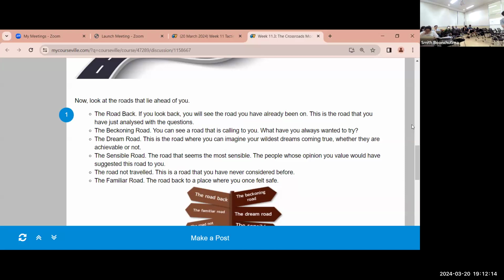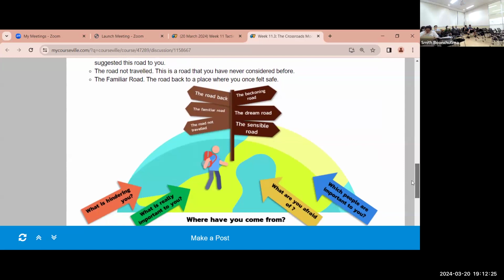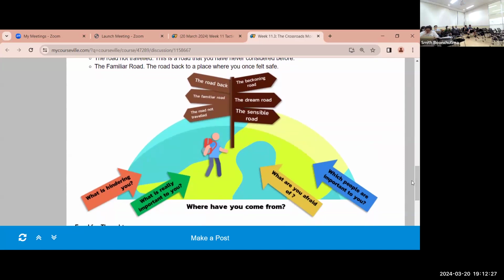Or the familiar road. You just take the road back to the place where you once felt safe. For example, you go back to where you have grown up to do something that you feel safe to do. So that is also another way that you can take when you achieve that level.